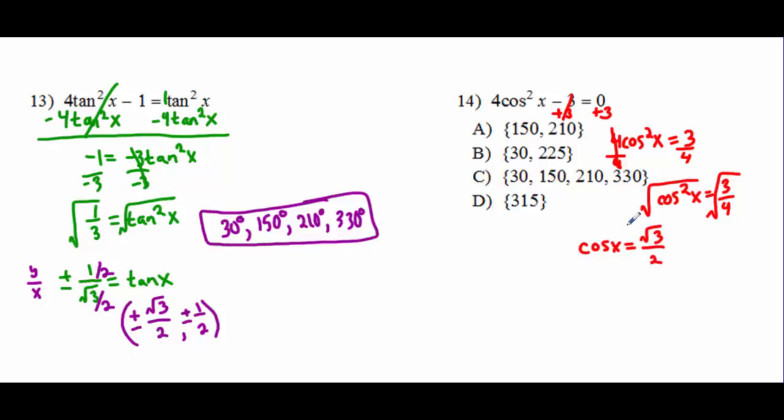Oh, I forgot my plus or minus sign because I square rooted. So I'm looking for all the places where x is positive or negative square root of 3 over 2, which actually happens to be the same places as on the previous problem, since there our x had to be square root of 3 over 2. So that means my answer is C, because it's 30, 150, 210, and 330.